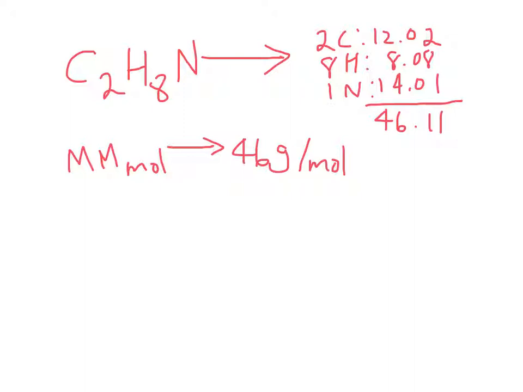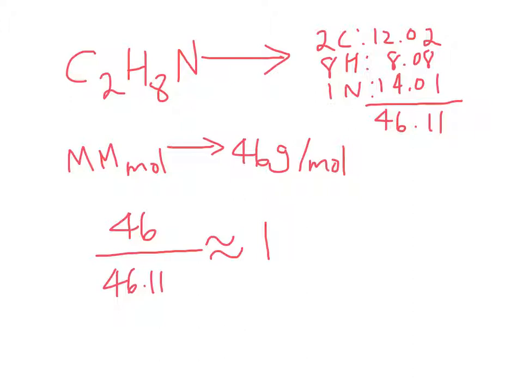Now let's figure out the multiplier. That's going to be 46, which is the molar mass of the molecular formula, divided by 46.11. And if you divide these out, you'll get approximately 1. So in this case, our multiplier is 1. And what that means is that the empirical formula and the molecular formula have the exact same formula. So the molecular formula for this compound is C2H8N, just like the empirical formula was.